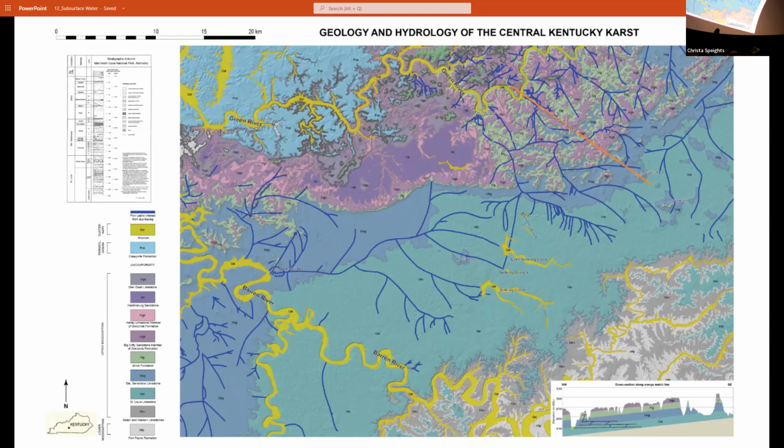The next thing we're going to do is move on to our virtual cave tours. Does anyone have any questions about this map or the PowerPoint section of things before we move on? Okay, cool.